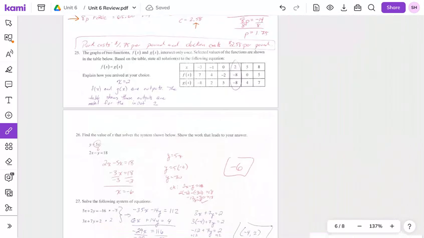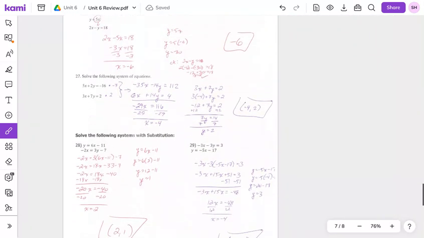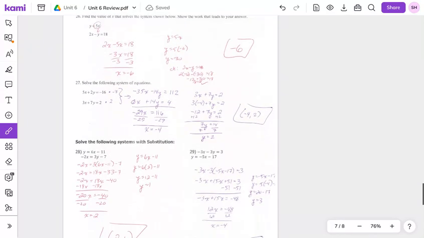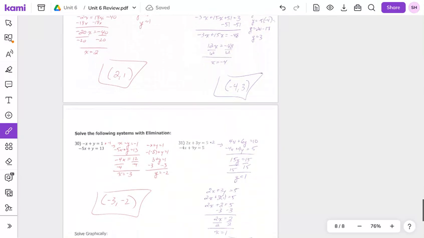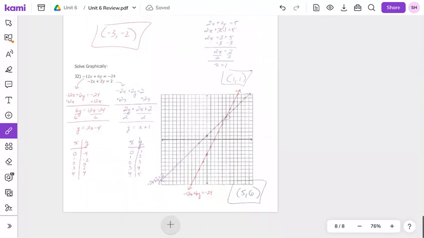And we have more of the same. So I'm not really going to have to explain these ones. These are all practice problems that we've already seen me talk about on this next page with 26, 27, 28, and 29, as well as 30, 31, and 32.